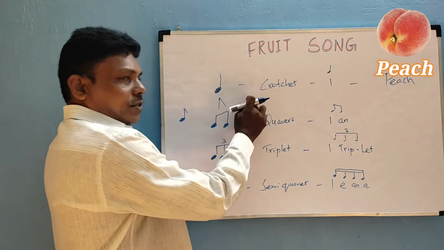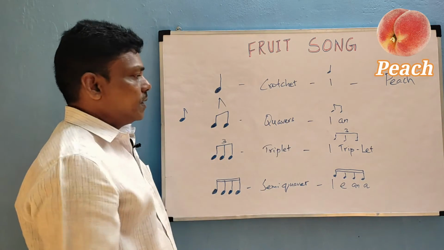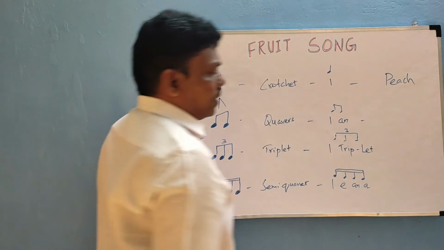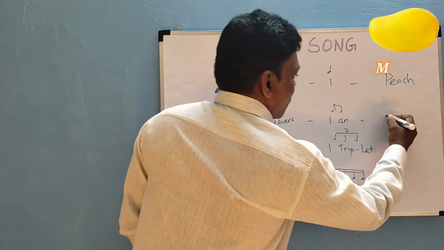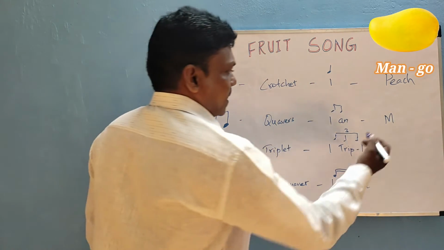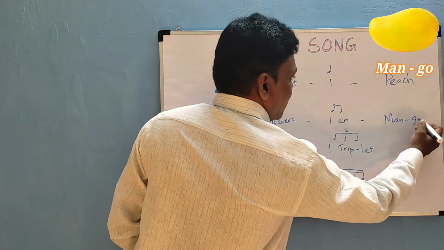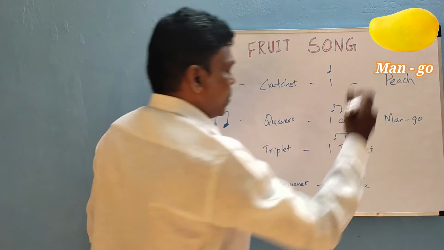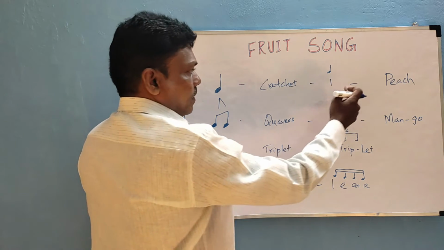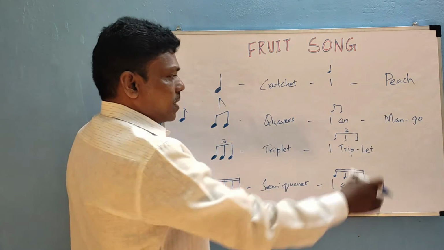Okay, peach. For 1, what are you going to play? Peach. Think like that. And then for quavers, you think of the fruit mango. Here, how this helps means you have to use the syllables. The word mango has 2 syllables. Mango, mango. So for 1 crotchet beat you are saying peach. For 2 quavers, mango. How will it sound?